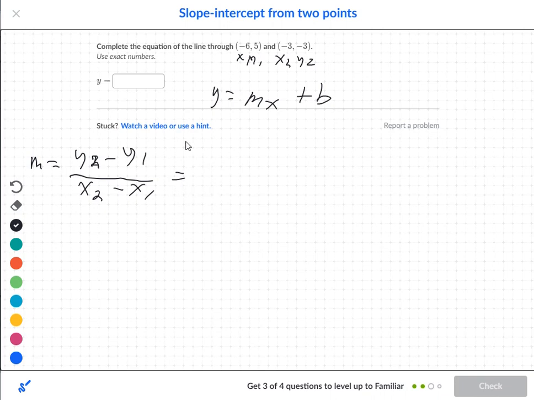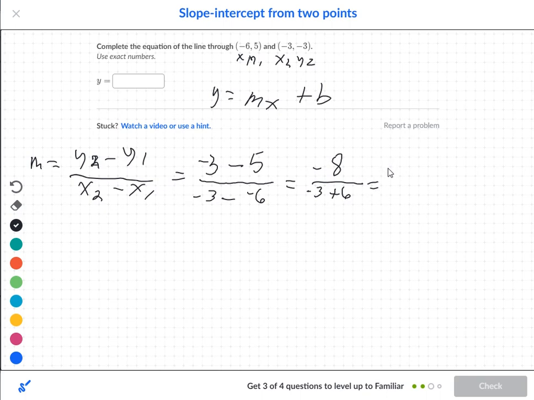Okay, so what is my second y? My second y is a negative 3. Now I'm going to write down my subtraction sign, and that's going to be the y1, which is 5. So it's negative 3 minus 5. As for the x's, this is a negative 3 minus a negative 6. Well, negative 3 minus 5 is a negative 8. We have a double negative on the bottom, so that's a negative 3 plus 6.